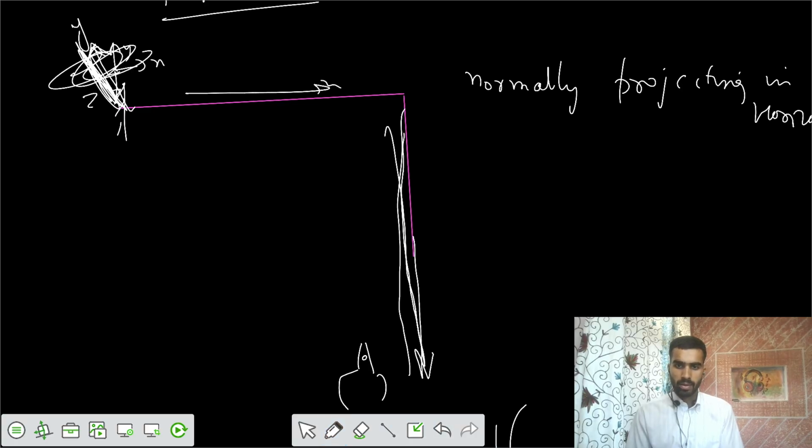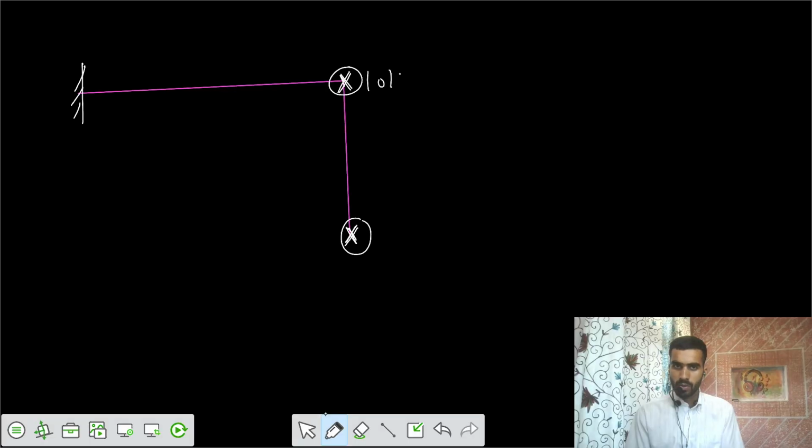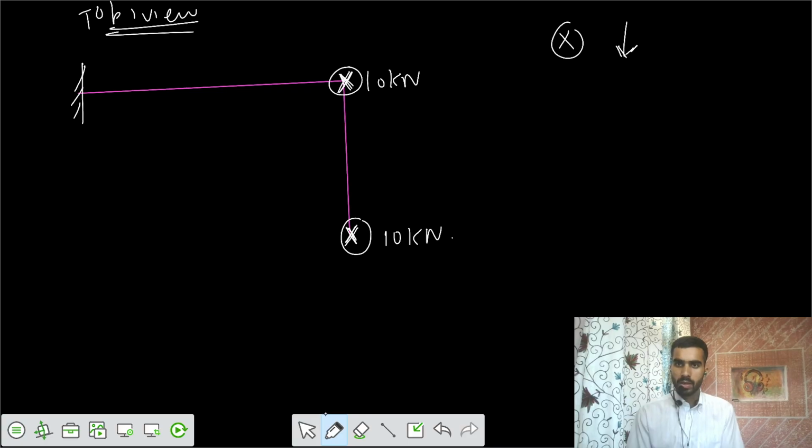So let's take the problem now. This is this, and this is this, and you're applying a load, which I show in the form of a cross. You're applying a load here, and you're applying a load here. So a load of 10 kilonewton and a load of 10 kilonewton. This is the top view, and you are viewing from the top. This cross means the arrow is downwards.